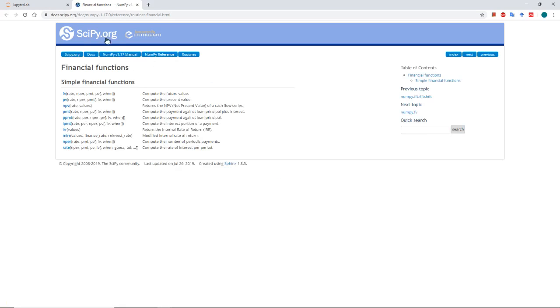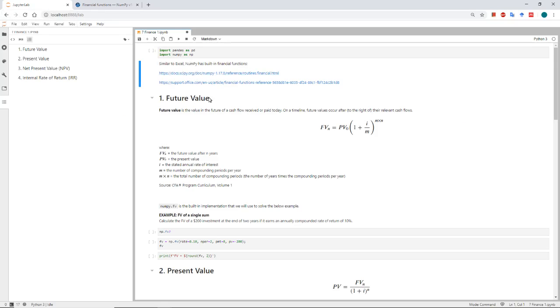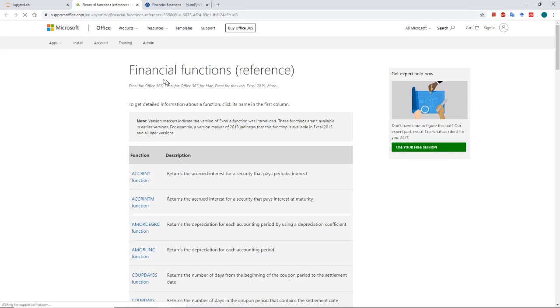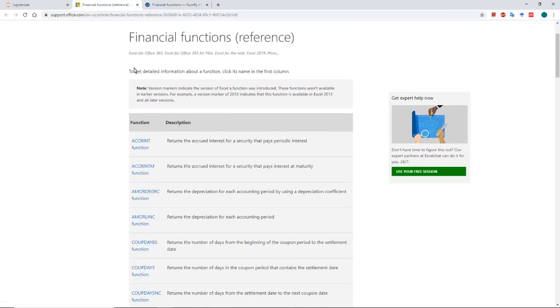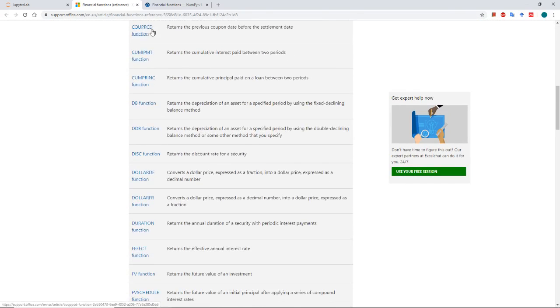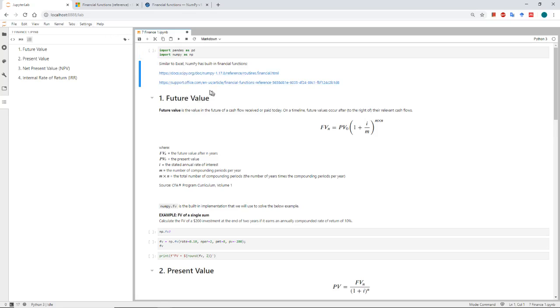You can see the similarities really between the financial functions in SciPy and the financial functions in Excel. When NumPy was created, the financial routines were mirrored off of Excel, so it should be very familiar to a lot of financial analysts. But we also go through the CFA program fundamentals and program curriculum to give that sense of coupling.